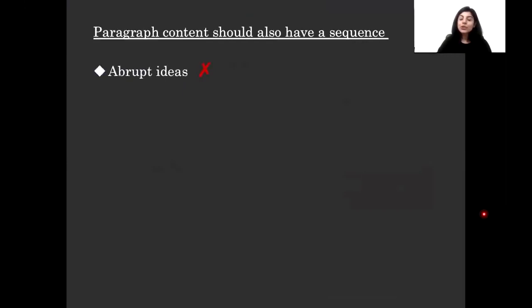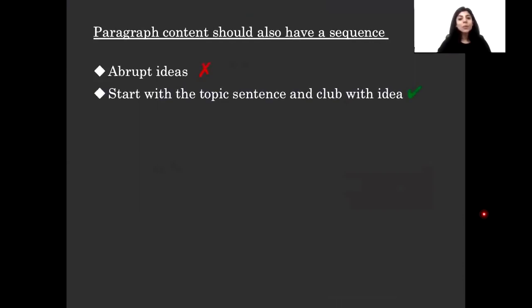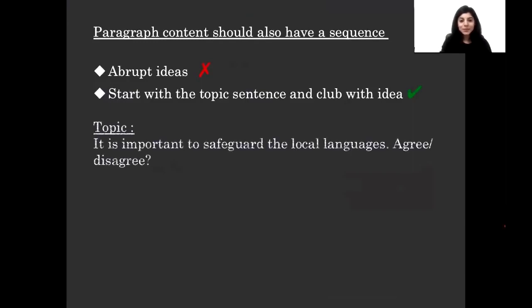That means you should not write the ideas abruptly when you start the paragraph. Instead, start with the topic sentence and club with idea. I'll tell you what is topic sentence. For example, your topic is, it is important to safeguard the local languages. Agree or disagree? Let's say you agree because you believe that it will preserve the culture.